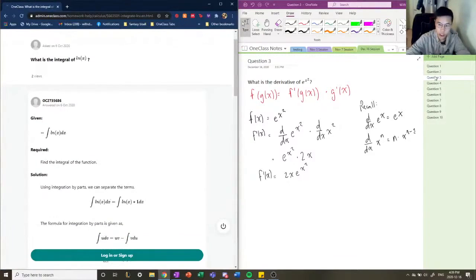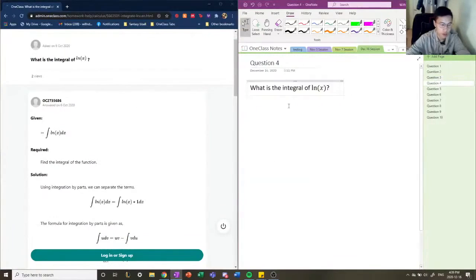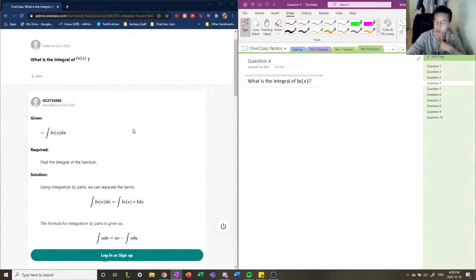Alright, so the next question reads, what is the integral of ln of x? Okay, so for this question, we're going to be using a technique called integration by parts to try to solve our function, okay? So first, let's write out what integration by parts is.